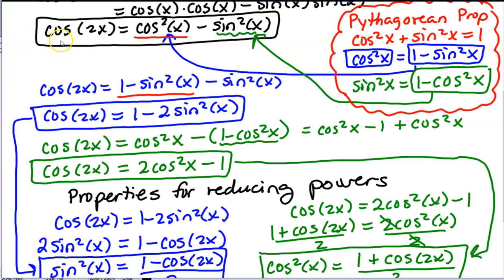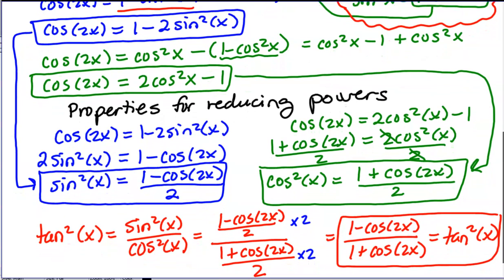So recall you have your original cosine of 2x property, and then by doing substitutions with the Pythagorean property, we get two other versions of cosine of 2x, which we then solve for the squared term here. So when I solve this property for sine squared of x, I end up with sine squared of x is 1 minus cosine of 2x over 2, or we could say 1/2 times the quantity 1 minus cosine of 2x. Either one is fine. When I solve the one in green here with the cosine squared in it for cosine squared, then I end up with this property.